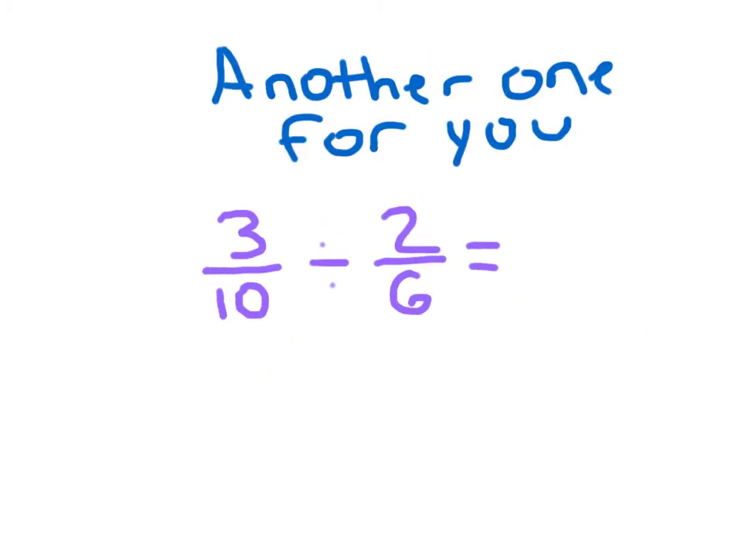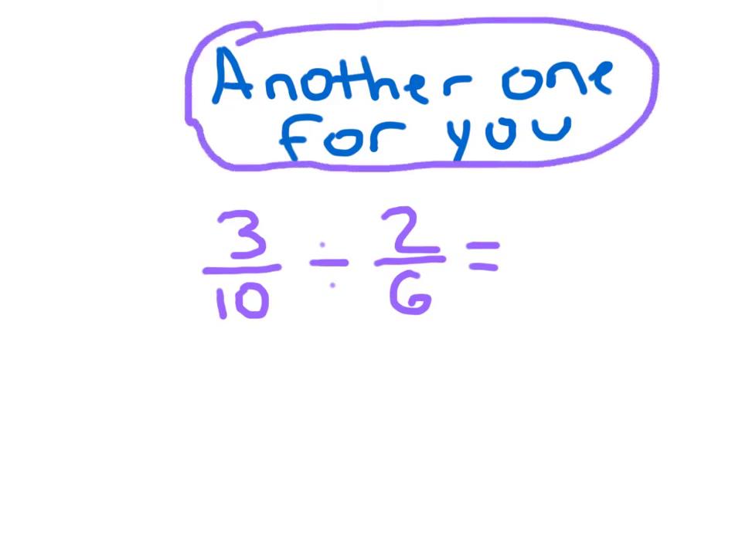Here we have 3/10 divided by 2/6, and this is another one for you. Hit pause. Again, we had to write an inverse for 2/6. Inverse is another name for reciprocal, and so we invert that fraction, we make it 6/2. 2/6 and 6/2 are reciprocal fractions. We have a multiplication problem there, and we still multiply by 3/10.